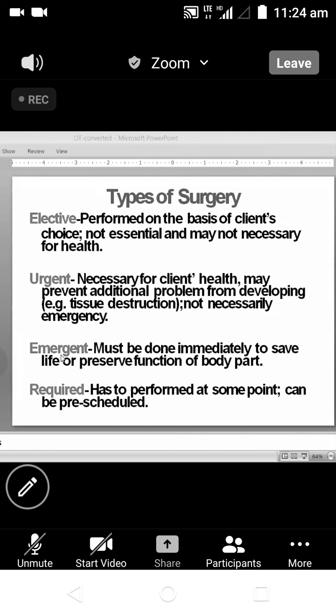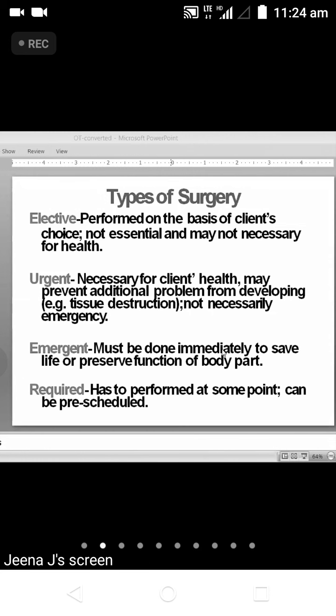The third one is called emergent surgery. This must be done immediately to save the life or preserve the function of the body part. You know what emergency surgery is, right? It is like a life-threatening event happening to the client, and immediately you have to do the surgery, to save the life of the client or to preserve the function of a body part. Emergency surgery has to be performed without delay. Do not show any delay. Immediately you have to do the surgery. That is called emergency surgery. The patient will not have any other choice other than immediate surgery.